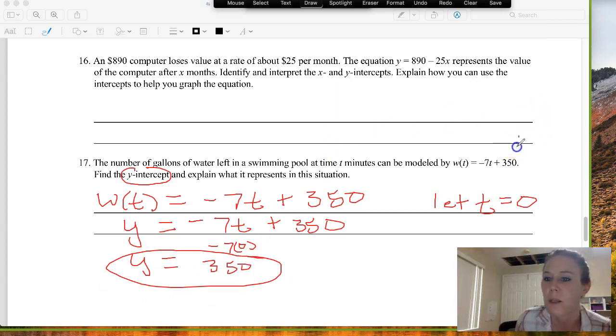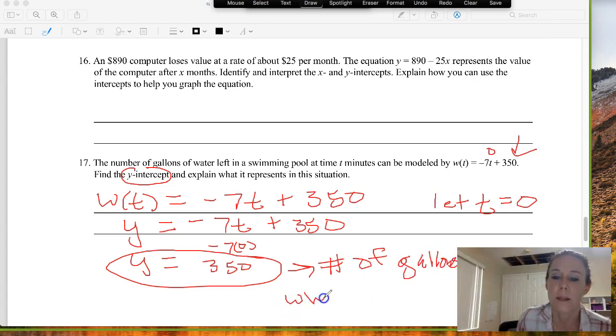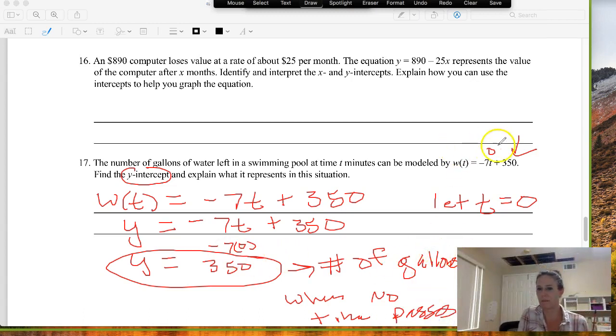Here's our y-intercept, okay? So what does that mean? When the time is 0, I have 350 gallons of water. Well, what does that mean? It means I haven't drained my swimming pool yet at all, so I still have 350 gallons of water. Y is 350, the number of gallons when no time passes. So it's just the number of gallons at the beginning. Time hasn't started yet. I start with 350 gallons.